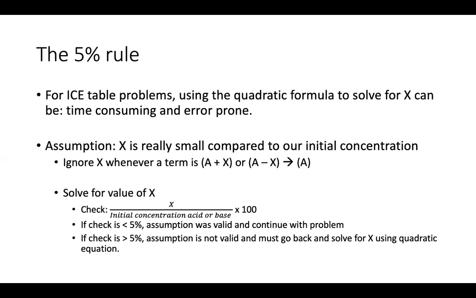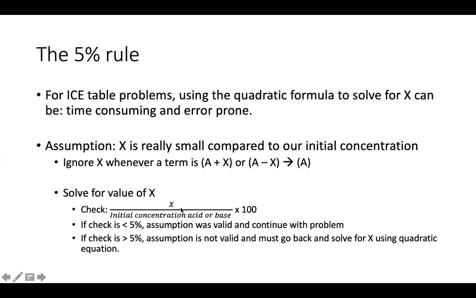And whenever we use this 5% rule, we're making a big assumption. We're saying that X is really small compared to initial concentrations or pressures. And so if X is so small compared to our initial value, whenever we see A plus X or A minus X, we can ignore the X portion and just write A, because X is so small that it doesn't affect the value of A. Okay, that's the assumption we're making. And so once we ignore X, we can solve for the value of X, because we'll still typically have X in the numerator.